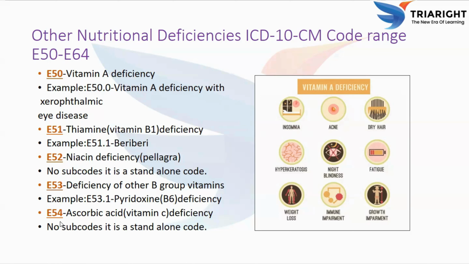So next, coming to the code E54, ascorbic acid. It's a vitamin C deficiency. So what is the function of ascorbic acid? It's important for collagen formation, wound healing, and also immune defense. So what are the symptoms? Bleeding gums, easy bruising, fatigue, and also poor wound healing.